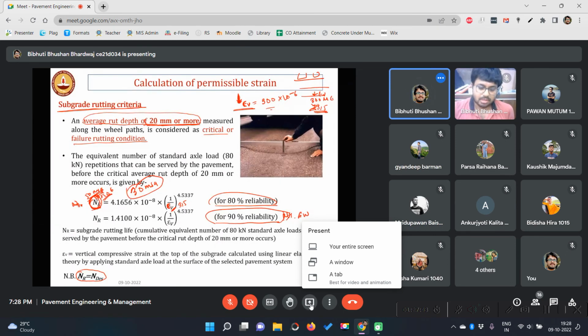That means the road was supposed to serve 50 million standard axles, but since the material quality and pavement layer thicknesses are not sufficient, in 30 million axles only the pavement has failed.